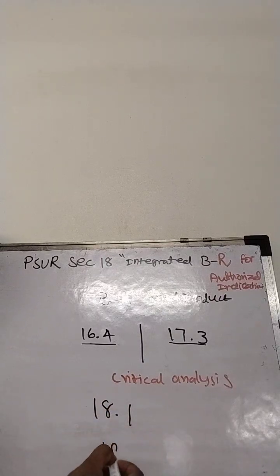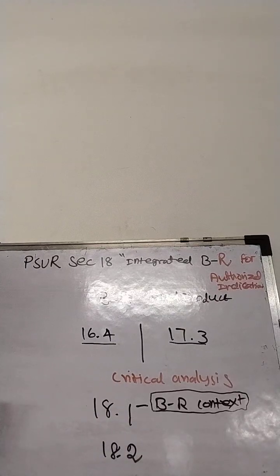18.1 and 18.2. This section has been divided into two. In 18.1, you are providing justification for why your medicinal product is important to the market, what the medical need of your medicinal product is for these authorized indications, and if your medicinal product is not available in the market, what alternative therapies are available in the market. That also you have to provide.